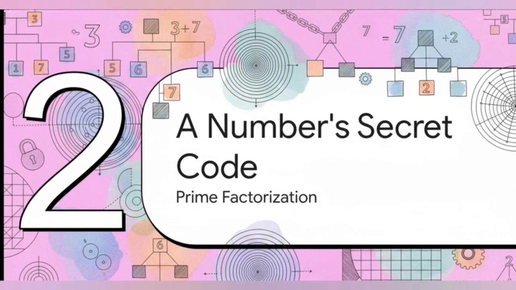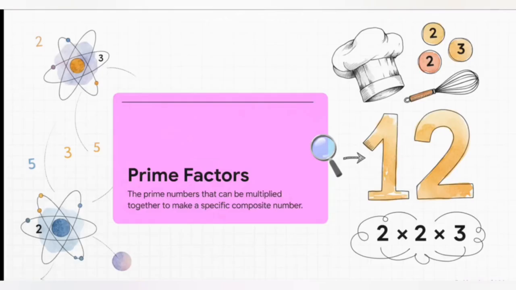Okay, so now that we know our building blocks, let's finally talk about the code itself. And this, my friends, is what we call prime factorization. The prime factors? They're simply the specific prime numbers, those atoms, that you multiply together to build a particular composite number. It's kind of like a recipe, right? What prime ingredients do you need to cook up the number 12? Well, you need two 2s and one 3.